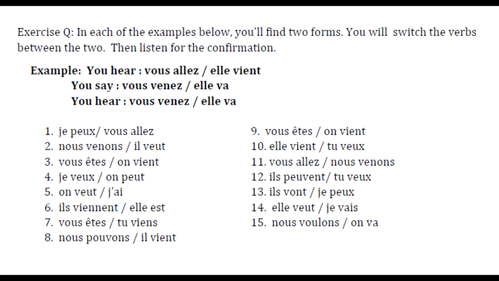Ils veulent, tu peux. 13. Ils vont, je peux. Ils peuvent, je vais. 14. Elle veut, je vais. Elle va, je veux. 15. Nous voulons, on va. Nous allons, on veut.